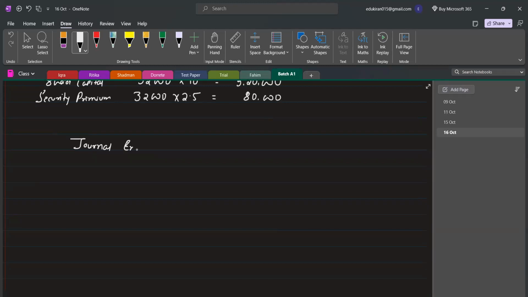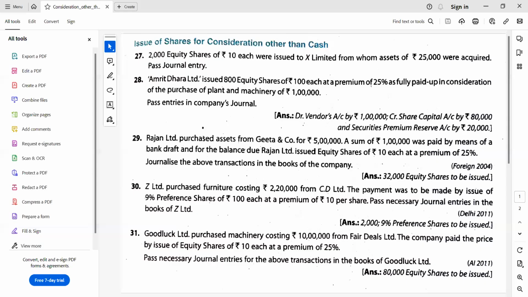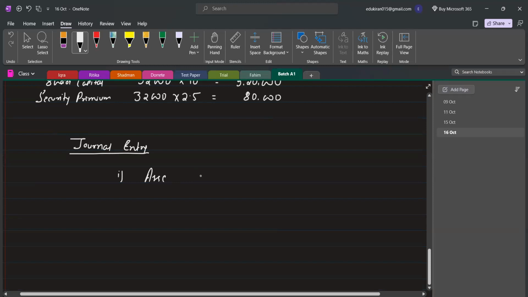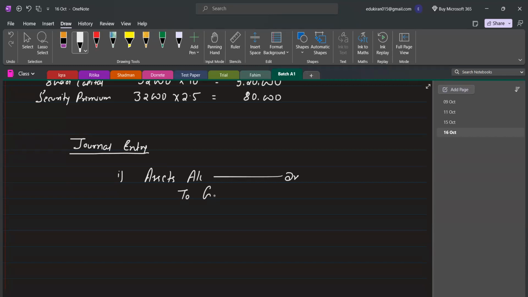The first journal entry will be: Assets account debited to Geeta and Company account. Assets we have purchased at 5 lakh, so the debit amount would be 5 lakh, and to credit Geeta and Company. But we have also given a bank draft. So, sir, in the same entry we would pass that?